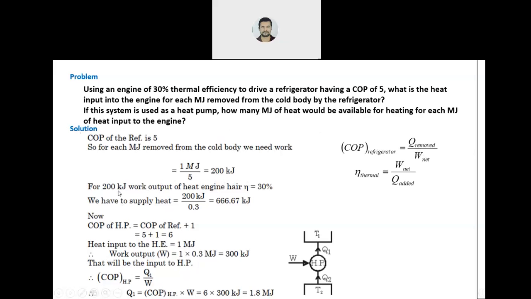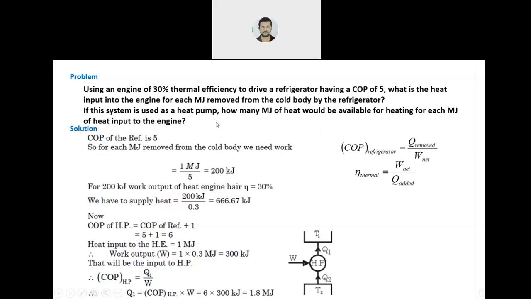Now, for this much amount of work output, the efficiency of engine is 30%. Now, what is the formula of efficiency? W by Q added. So, Q added is what you have to find. So, Q added will be W net by thermal efficiency. Now, W net is how much? Just now you have calculated 200 kilojoule and efficiency 30%. Put the values, you will get Q added. It is coming around 66.67 kilojoule. Now this is the first case when there is a refrigerator.